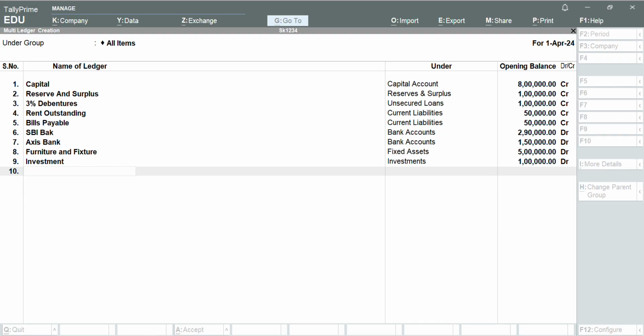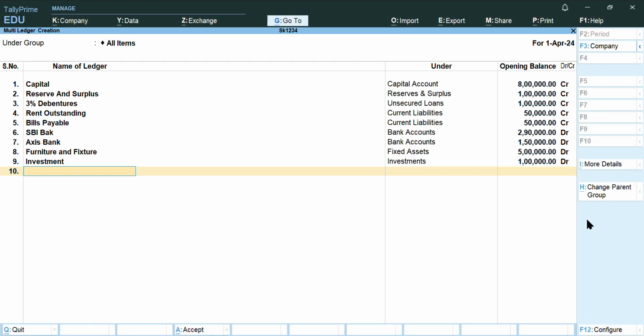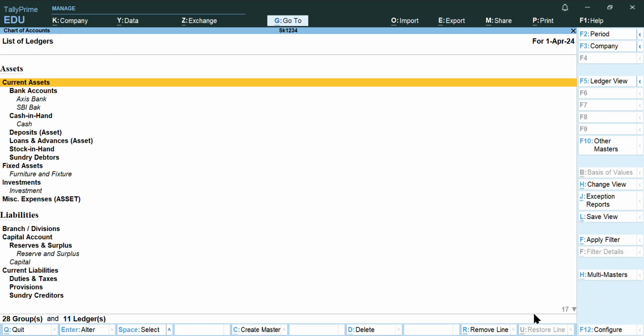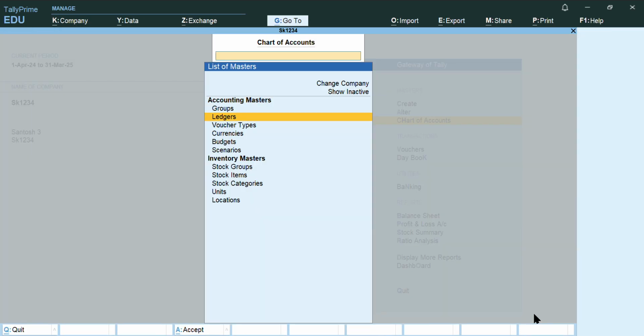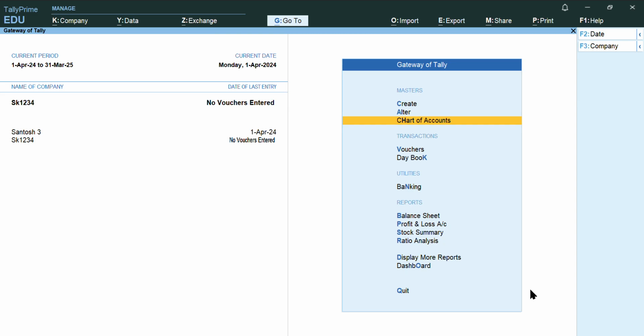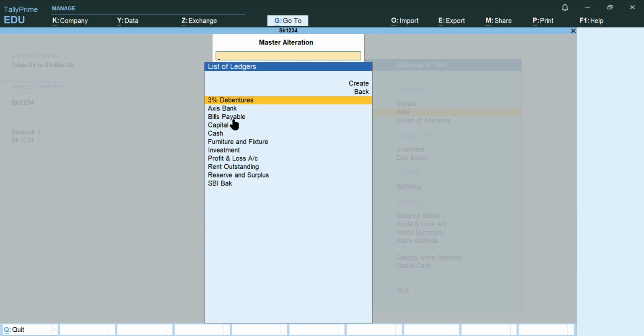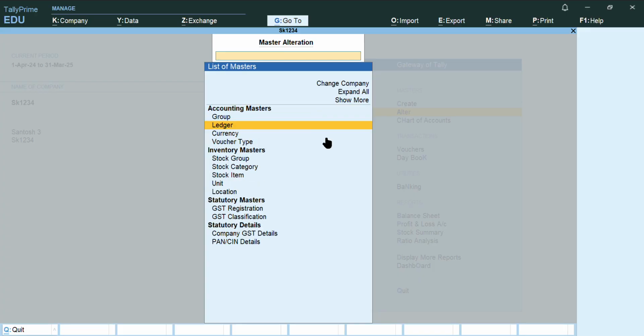So this part of accounts creation is over. Now we can press enter. It asks us accept yes, so accept it. Now these accounts are created. Now the next thing is that we are to alter the two accounts. As I told you that cash and P&L are inbuilt, so we need to alter them. So we come to the alteration.